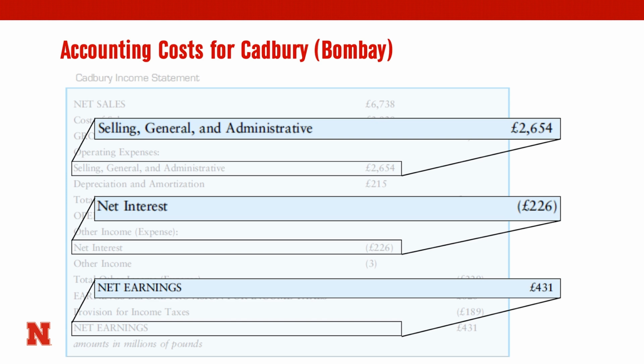The bottom line, net income or net earnings, we can see is a positive 431 million British pounds, what would seem to be a fairly healthy and positive profit. However, there's one very important cost that is hidden, or does not show up anywhere on this income statement or any income statement for that matter, and that is the cost of equity capital.